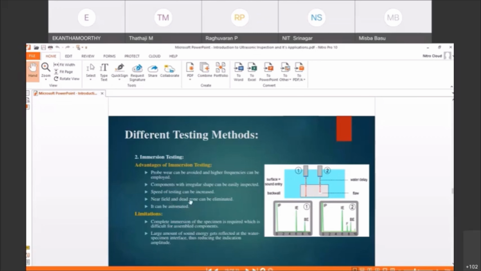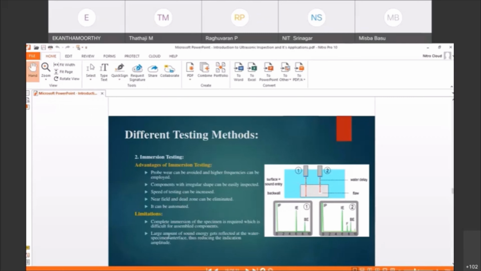And the near field and dead zones can be eliminated since we have a gap. During this gap, we can eliminate this near field and dead zone. Dead zone is nothing but a blind zone where we are unable to detect a defect in that particular zone. It can be automated also, but there are limitations.